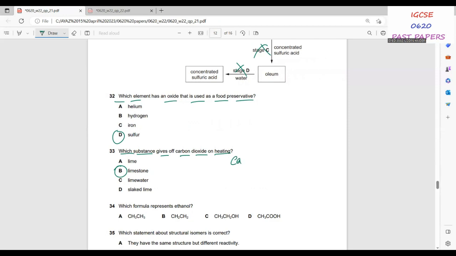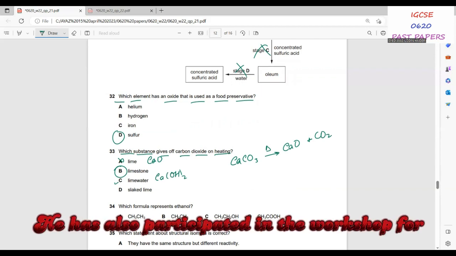This is the formula of limestone, CaCO3. You will heat it, you will get calcium oxide plus CO2. Lime is CaO. You won't get carbon dioxide. This is wrong. Lime water is Ca(OH)2. Slaked lime also does not contain carbonate ion.